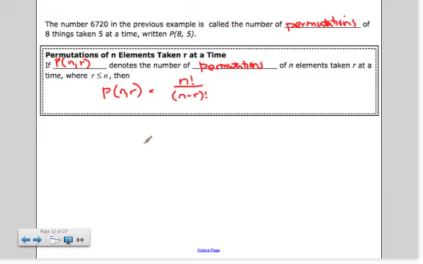So this right here is the permutation equation. Other ways that we can denote permutation notation would be P of N R, like that. That's one of the most common ways that it's seen. Another way that it's seen is where the N is on top, so like this, P N R. But this one's the one that you'll probably see the most of.